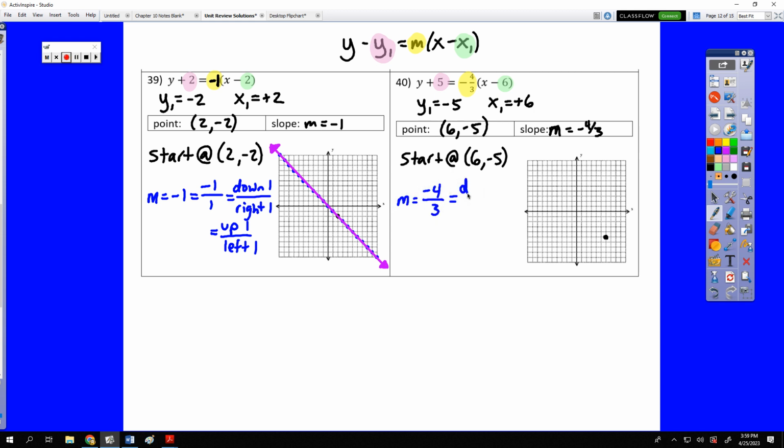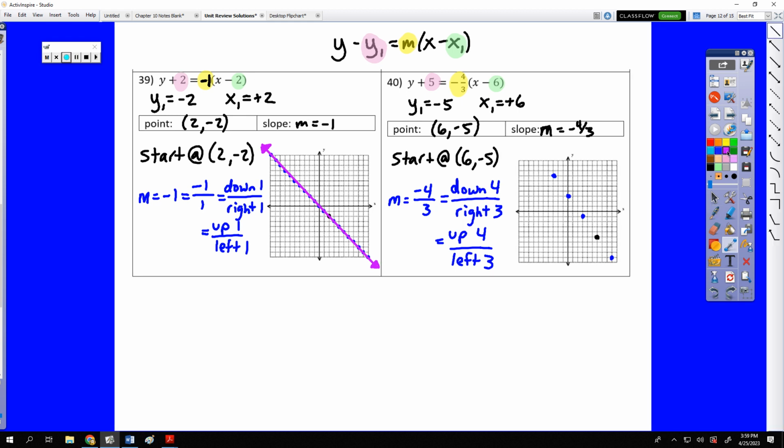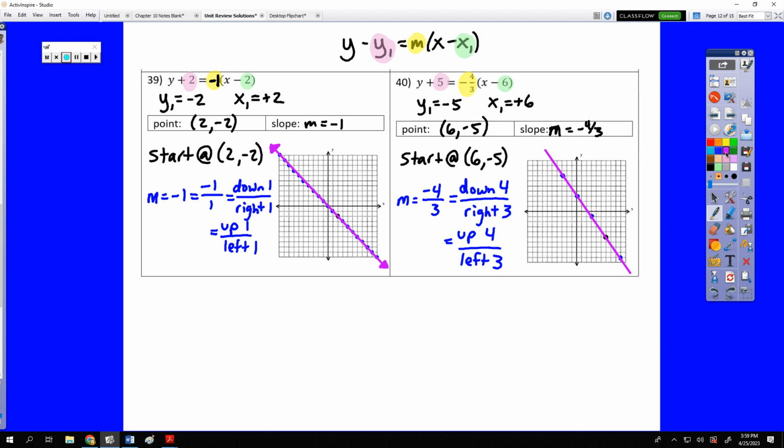That's telling us to go down 4 and right 3. We could also go up 4 and left 3. Either way, we are going to find more points on the line. Either way, there are 4 other points that fall exactly on this line on our graph. So we need to get those and get our graph.